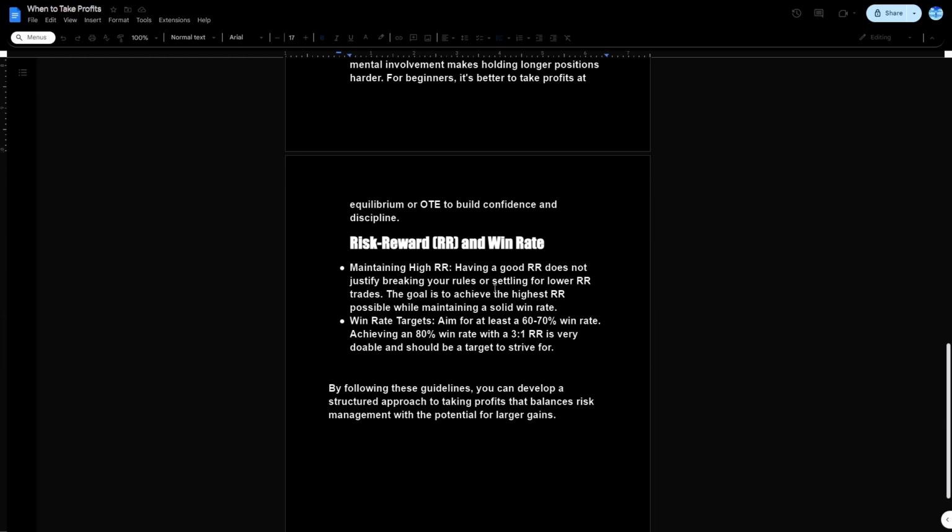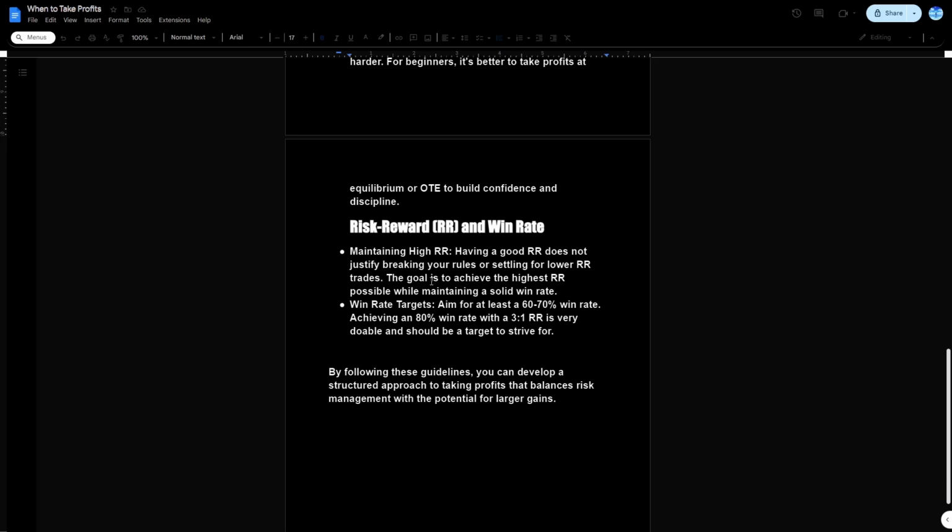You want to maintain a high RR, and having a good RR does not justify breaking your rules or settling for lower RR trades. The goal is to achieve the highest possible RR while not lowering your win rate to get a higher RR. Obviously, I have trades where I'll re-enter, but it's in more of a discount or premium of the price leg that I'm looking to reach, or the opposing price leg that I'm looking to reach. You should aim for at least a 60 to 70 win rate. 50 is perfectly fine as long as you have over a 5 RR. 60 to 70, you should have around a 3.